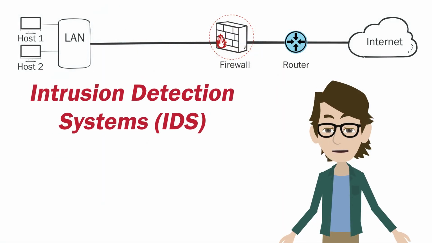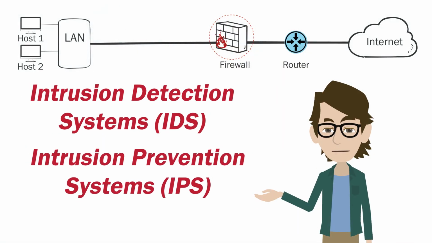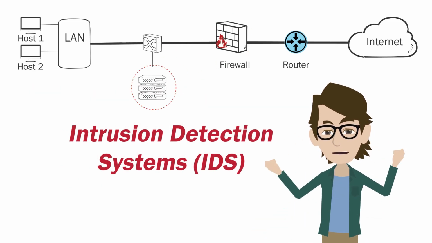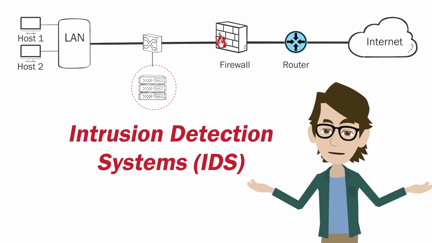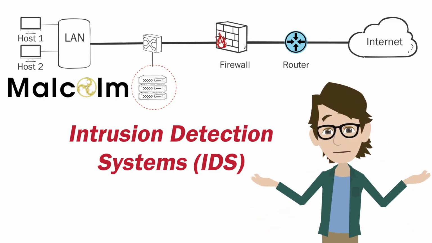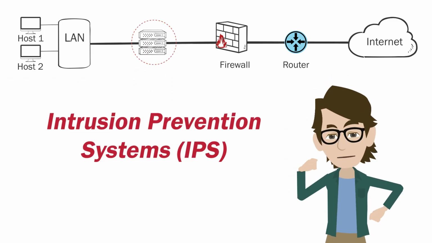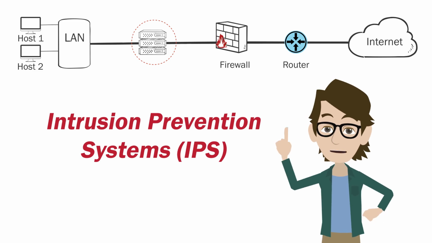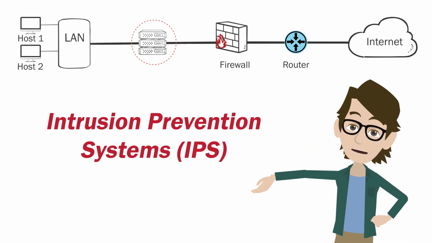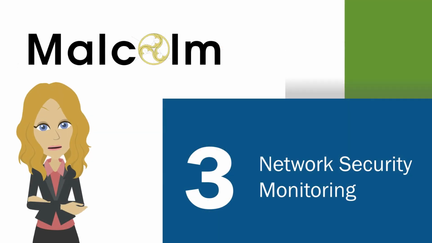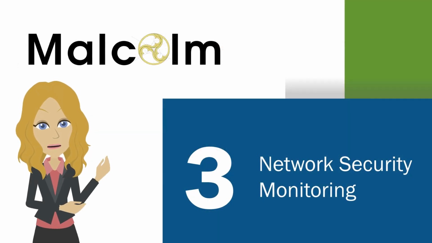Have you heard of IDS or IPS? What do they do? These are similar but different concepts. Intrusion detection systems, IDS, passively monitor traffic for malicious activity. Malcolm is an example of an IDS. Intrusion prevention systems, IPS, actively block malicious traffic. IPS can be set up on or near a firewall to block malicious traffic when detected. Lastly, let's discuss network security monitoring.